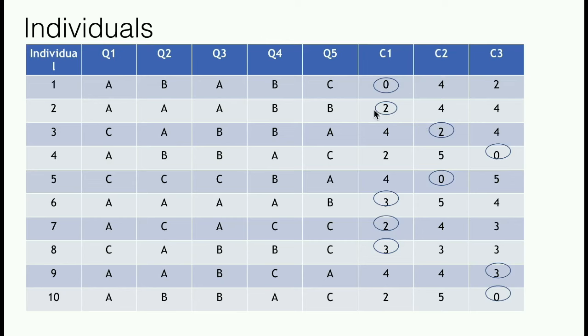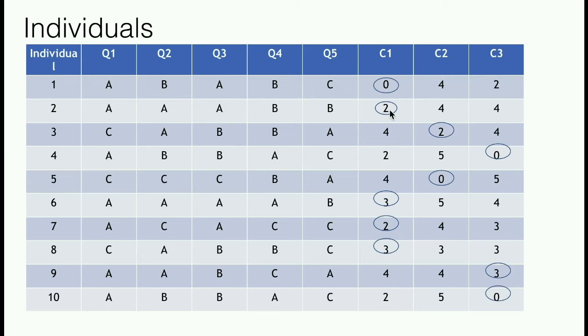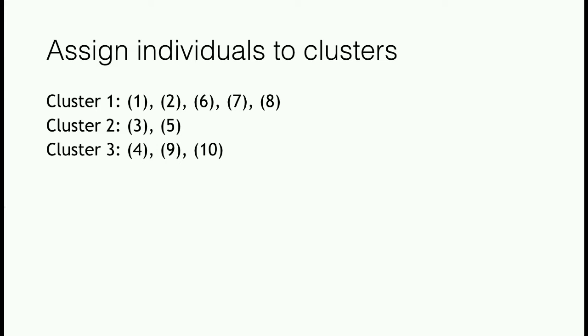So I've highlighted all of the minimum values for each row. You can see here, 2 is the smallest value of these other 2 clusters. So this person will be assigned to cluster 1. Individual number 3, the minimum value is at cluster number 2. So therefore, they're going to be assigned to cluster 2, and so on and so on. This is just to illustrate, for cluster 1, I've assigned individuals 1, 2, 6, 7, and 8, and the rest as you'd expect as well.